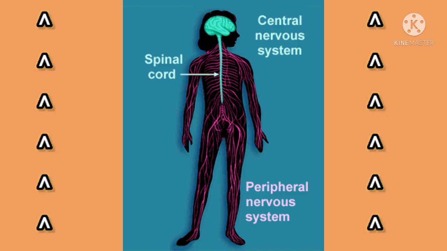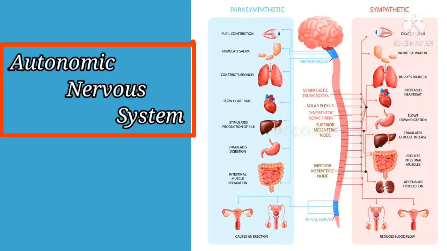Okay. So next we can see the autonomic nervous system. The autonomic nervous system is also called the visceral nervous system. Visceral nervous system means it includes internal organs, such as the eye, heart, etc. It contains two components, that is the sympathetic and parasympathetic systems. Clear?